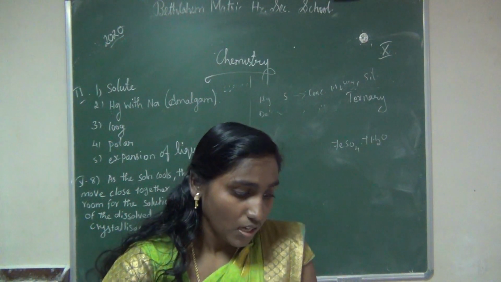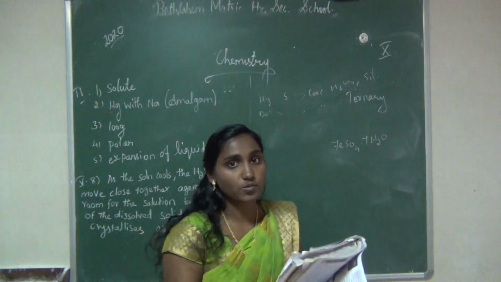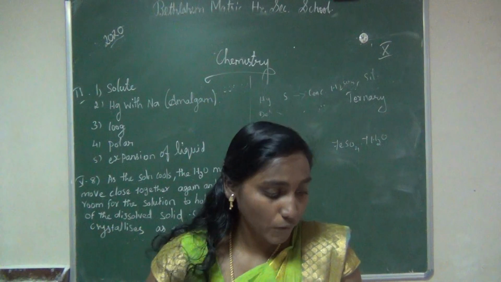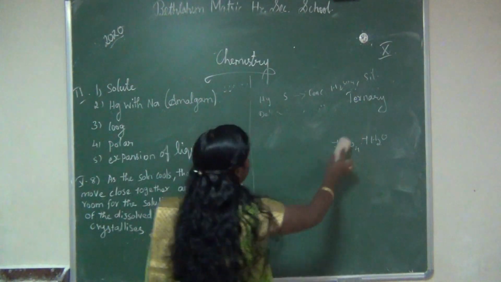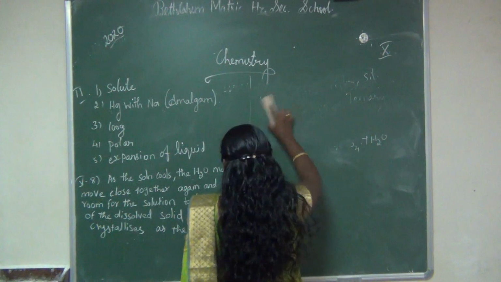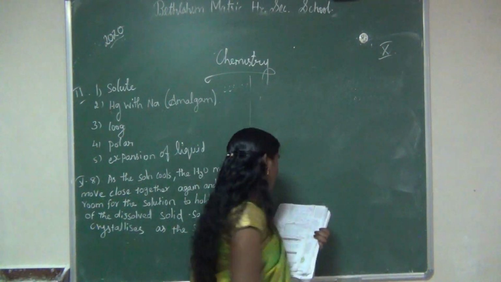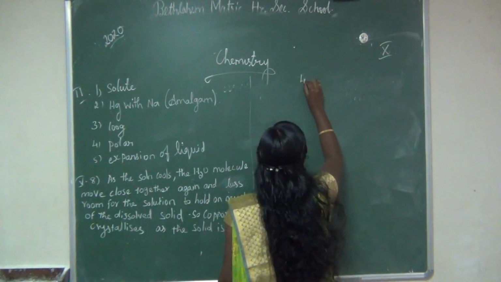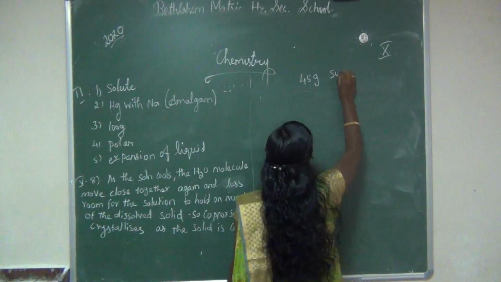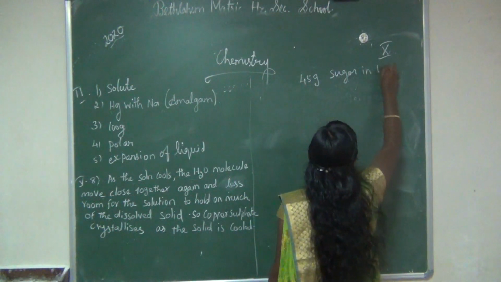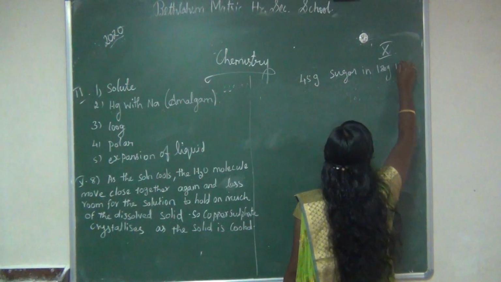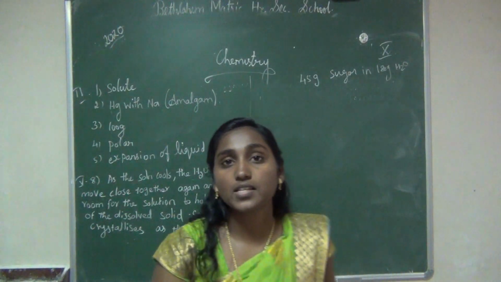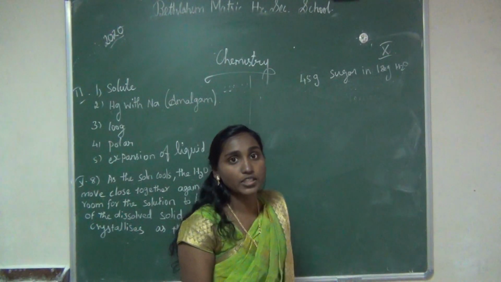The next question, hygroscopic substance and deliquescent substance difference, we marked already. Then the fifth one, a problem. A solution is prepared by dissolving 45 gram of sugar in 180 gram of water. Find out the mass percentage of the solute. We need to calculate the solute mass percentage.